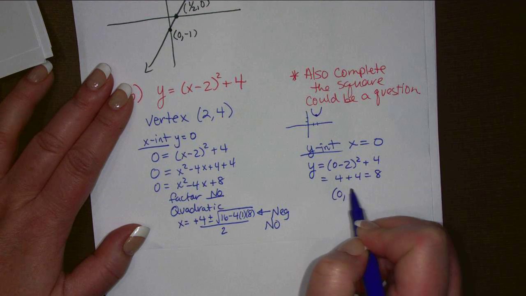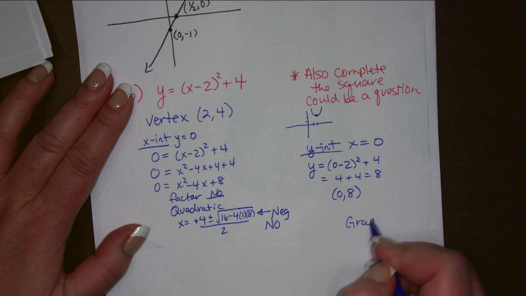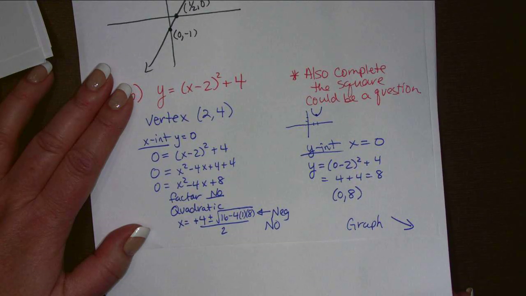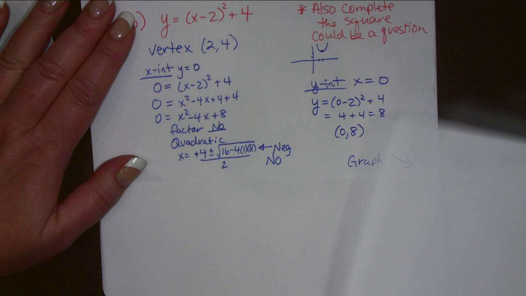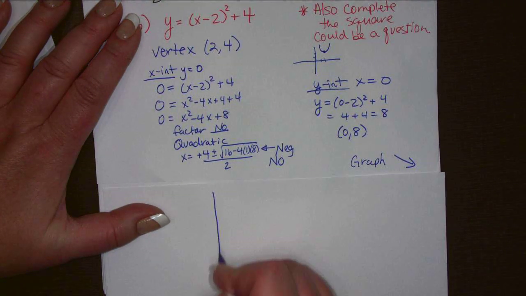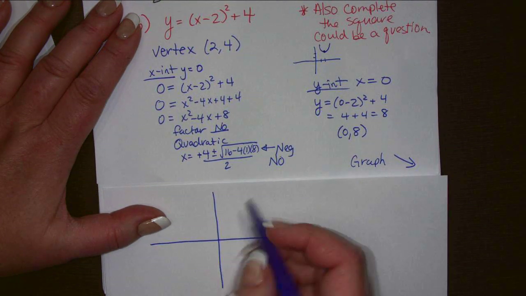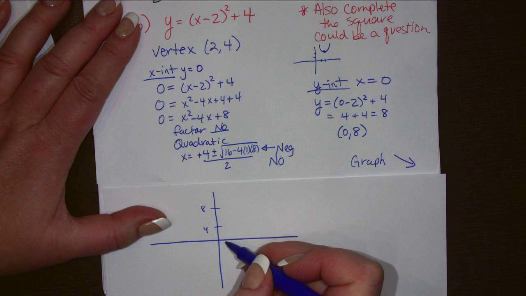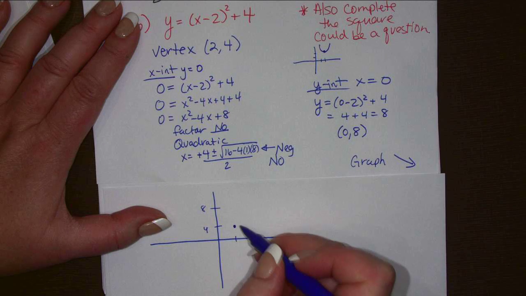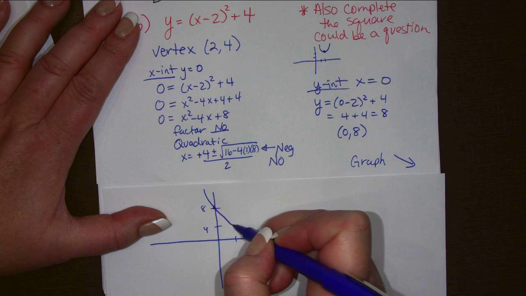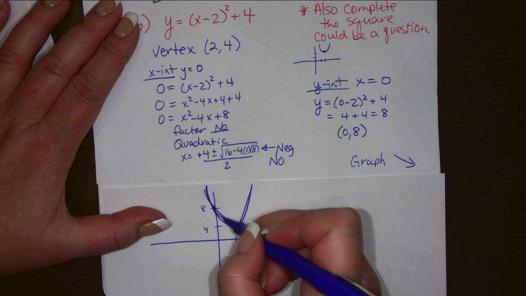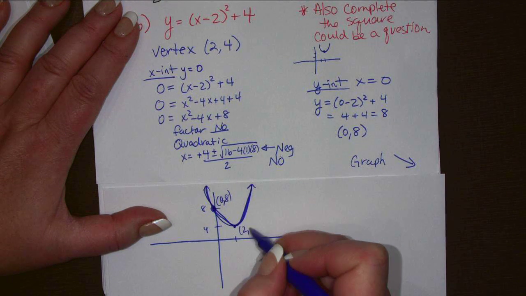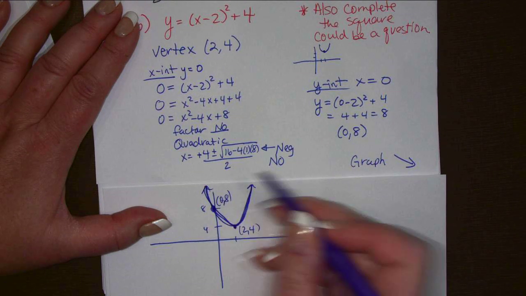And then we would graph it. So our y-intercept is 8. Let's just go (0, 8). And this is (2, 4). And you can make it nice and smooth.